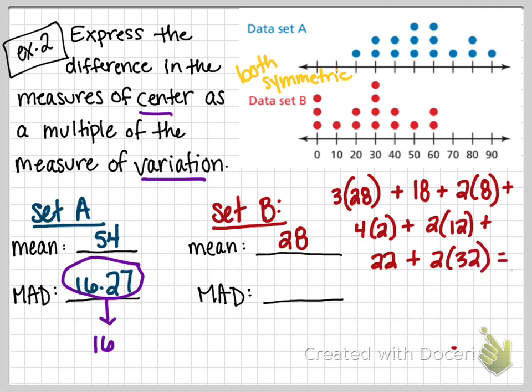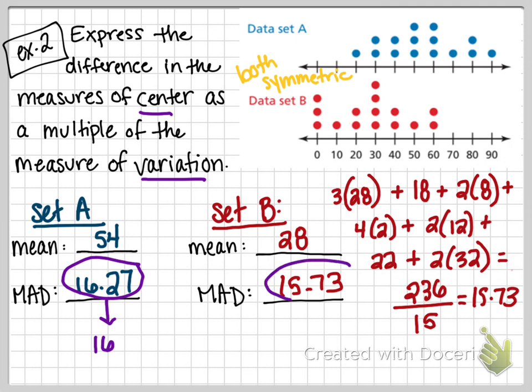So we add all that up, being super careful with your calculator. It does not do order of operations, so you need to be super careful and systematic when using the calculator to try to solve these. Okay, when we add those all up, we get 236, and then we're going to divide by those 15 data points, those 15 dots, and we get 15.73. And again, we're going to round this to the nearest whole number, which is also 16, and that's what we want.